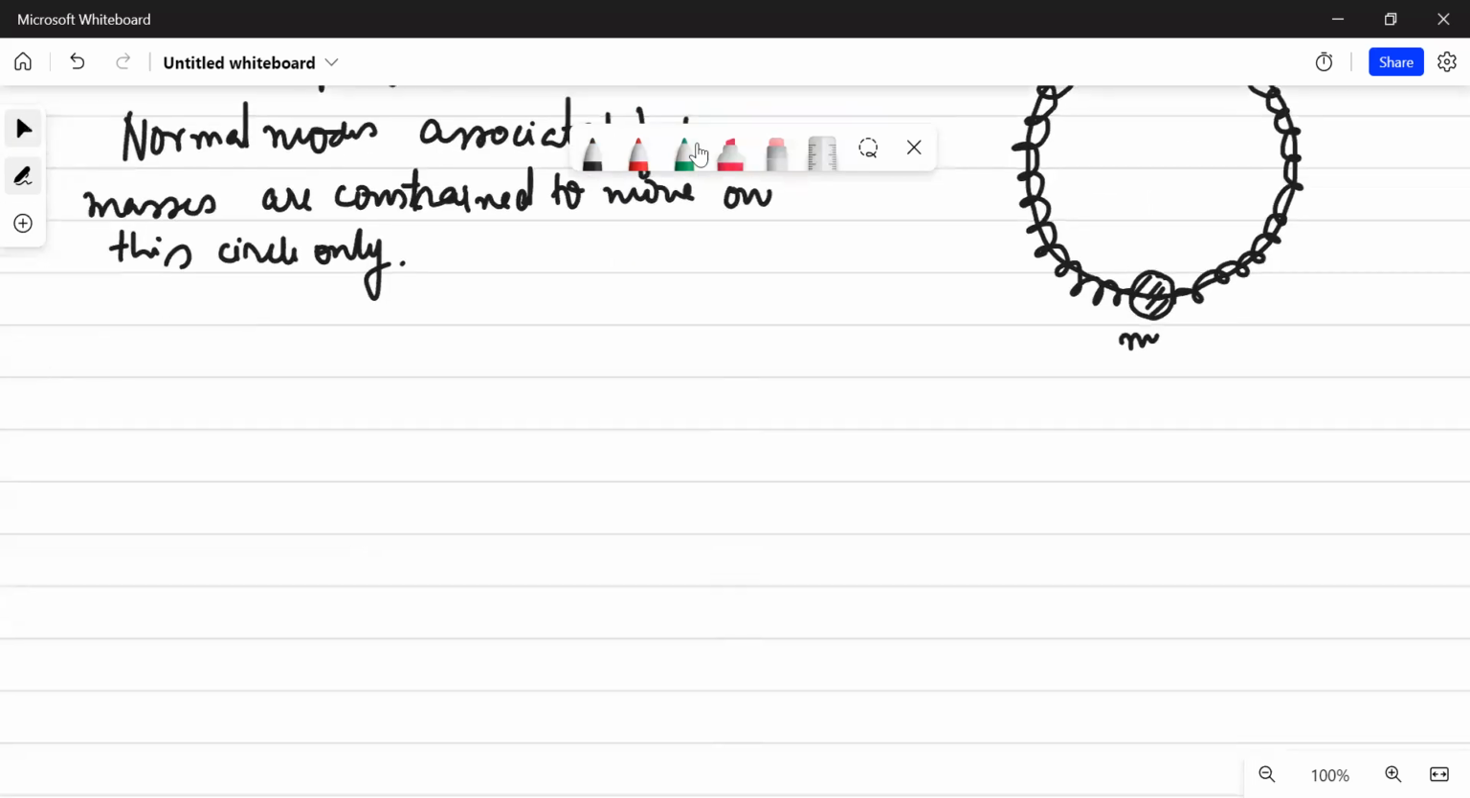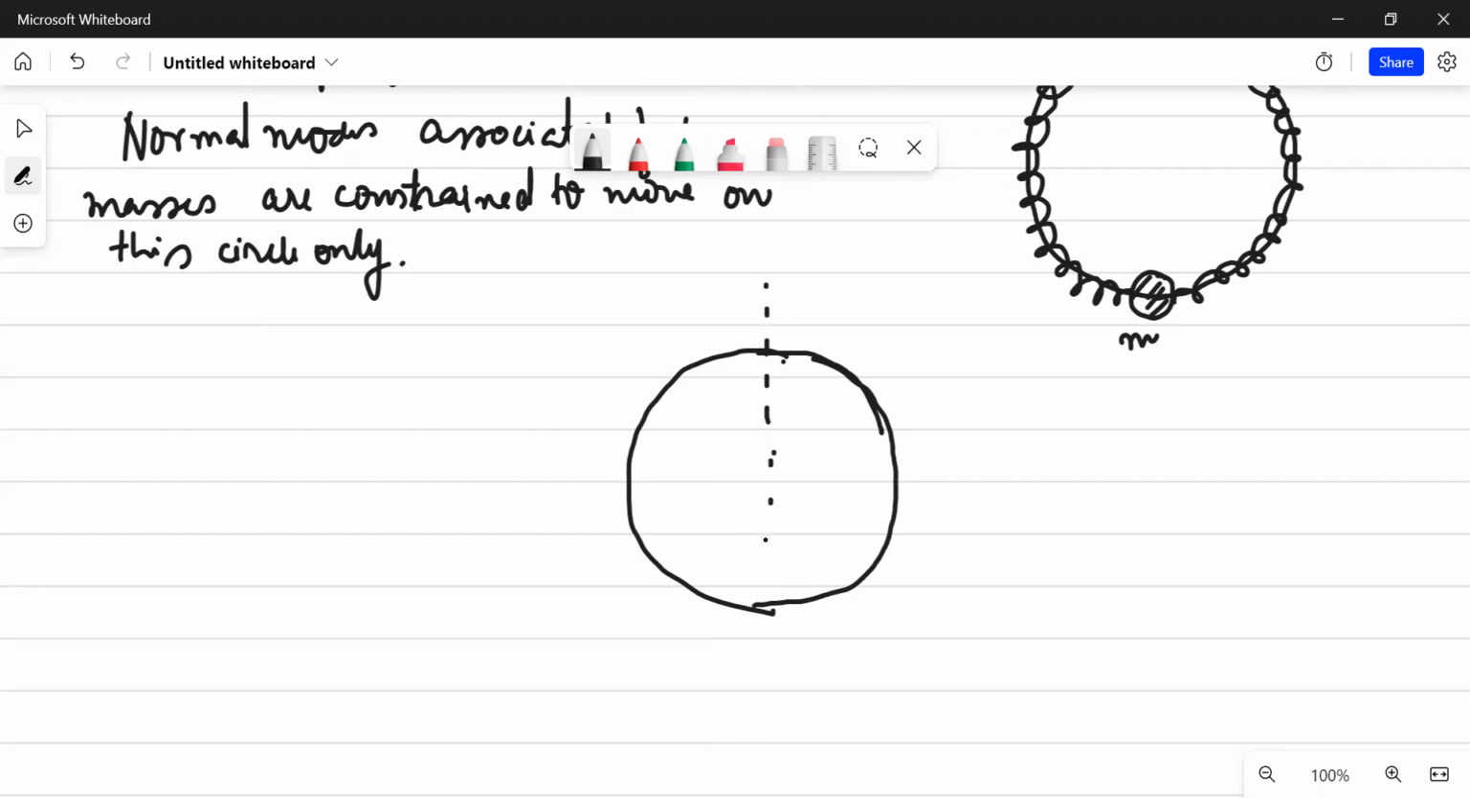So what will happen? We displace one mass a bit more as compared to the other mass. Let's say this is my equilibrium position, and I will displace this mass slightly less than this mass. Let us take that this mass is making a displacement x2, and this is making x1, with the condition that x2 will be greater than x1. What will happen?